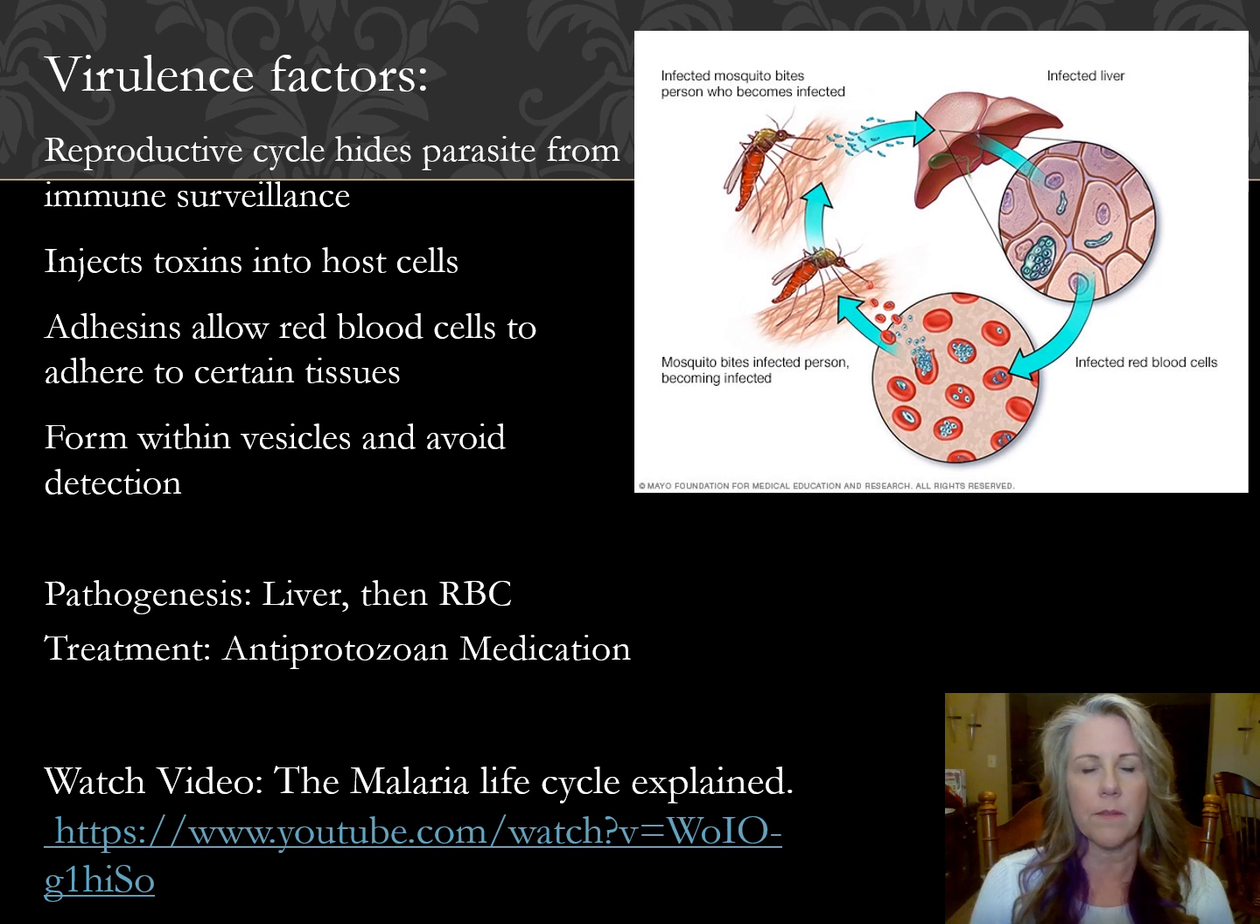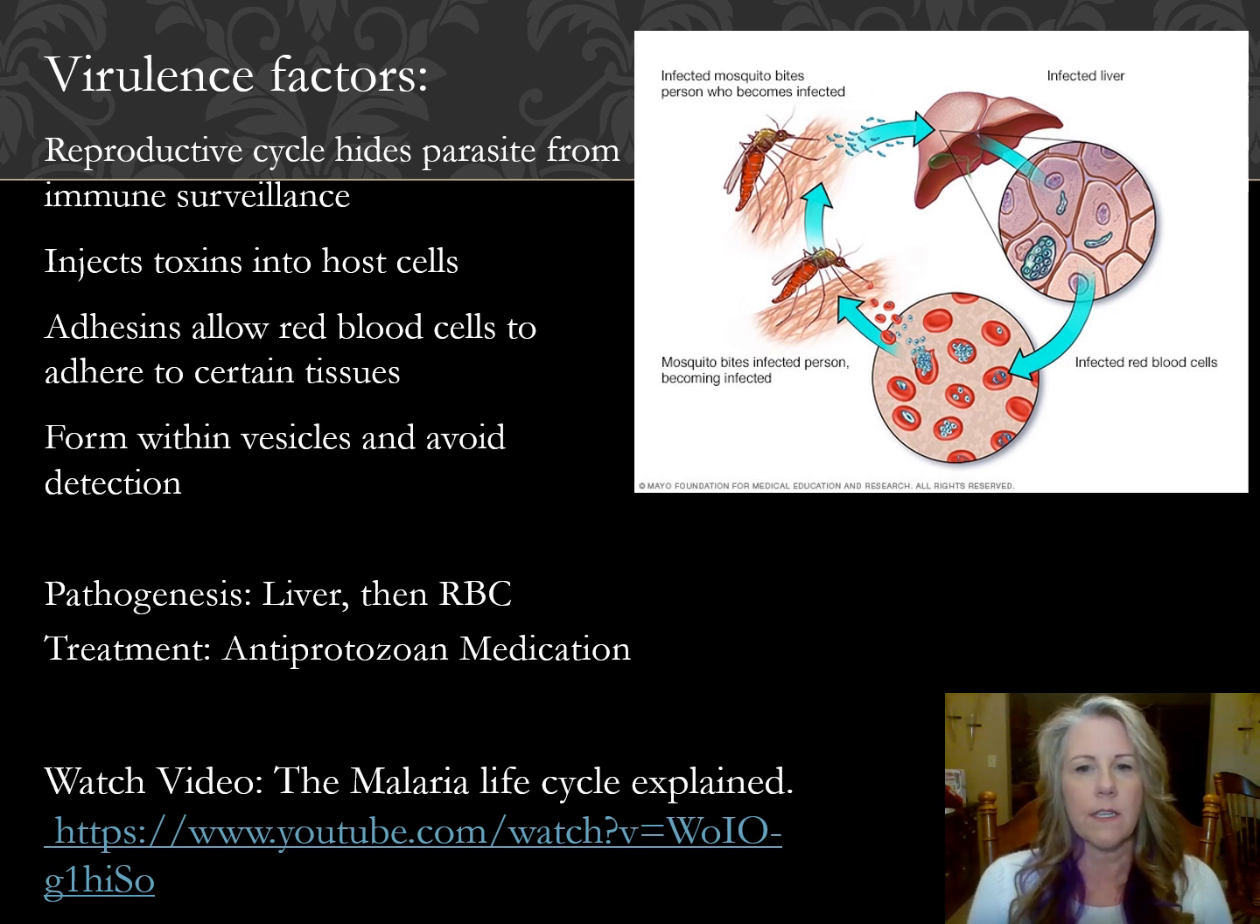Okay, still talking about Plasmodium that causes malaria. And we're going to get into a little bit more detail about that one. Now, the reproductive cycle hides the parasite from the immune surveillance, from our immune system constantly on surveillance. What the pathogen does is it injects toxins into the host cells. Adhesions, which are types of molecules, allow red blood cells to adhere to certain tissues. And when we have red blood cells attaching to tissues, that's not good for us. So we start to feel the effects from that.